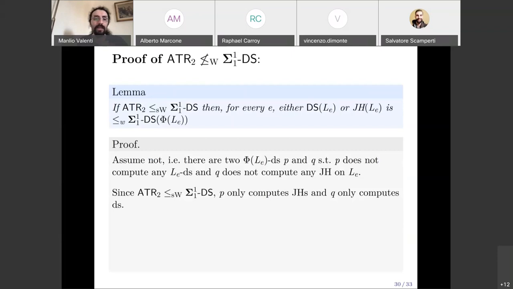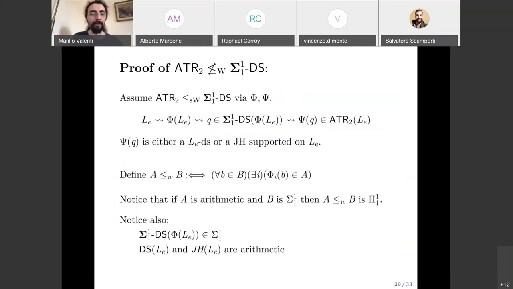The key lemma we exploited to carry out the proof is the following. Assuming you have a reduction, of course, then for every e, for every computable linear order, either the set of descending sequences through the linear order or the set of jump hierarchies through the linear order is mutually reducible to the set of solutions to Sigma^1_1 DS. And the proof basically exploits the fact that you can non-uniformly combine two descending sequences to make one. Let me explain it better.